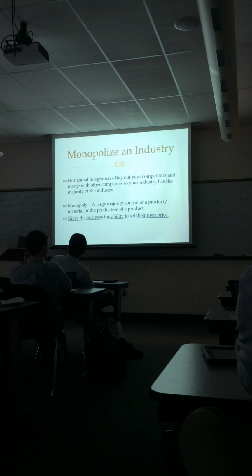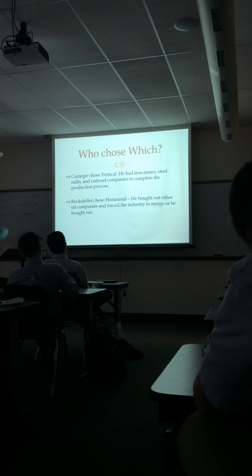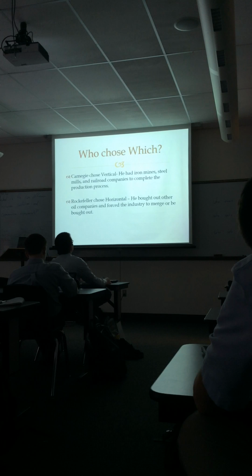This is what Rockefeller, Vanderbilt, all of these guys are going to do. Now, which ones are they going to choose specifically? Get this down. Carnegie chooses the vertical route. He's basically going to make the most efficient steel product out there in the country, and no one's going to be able to top that.